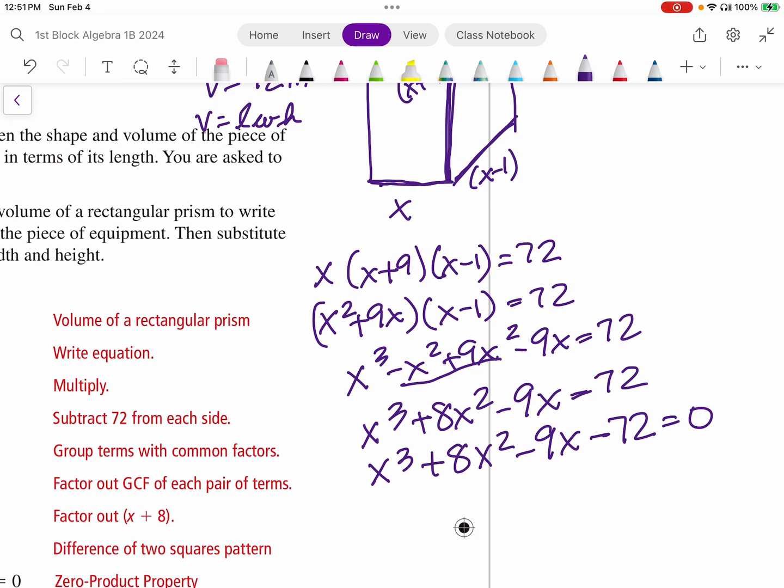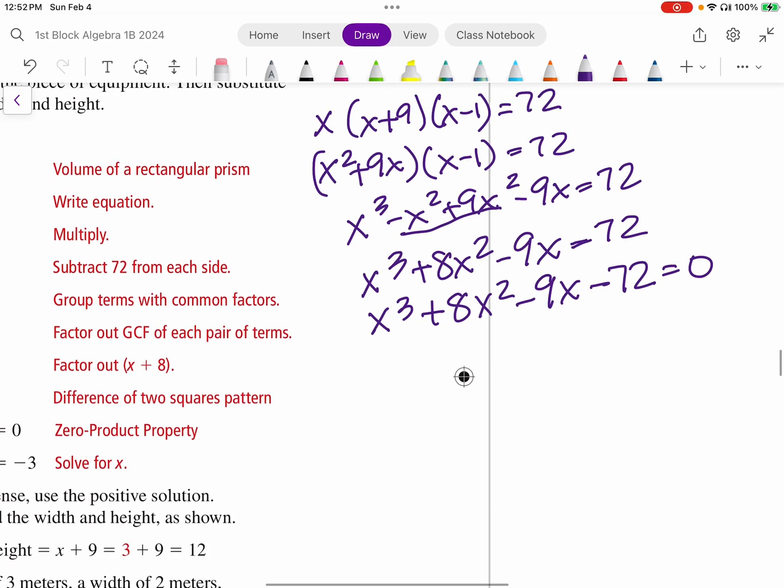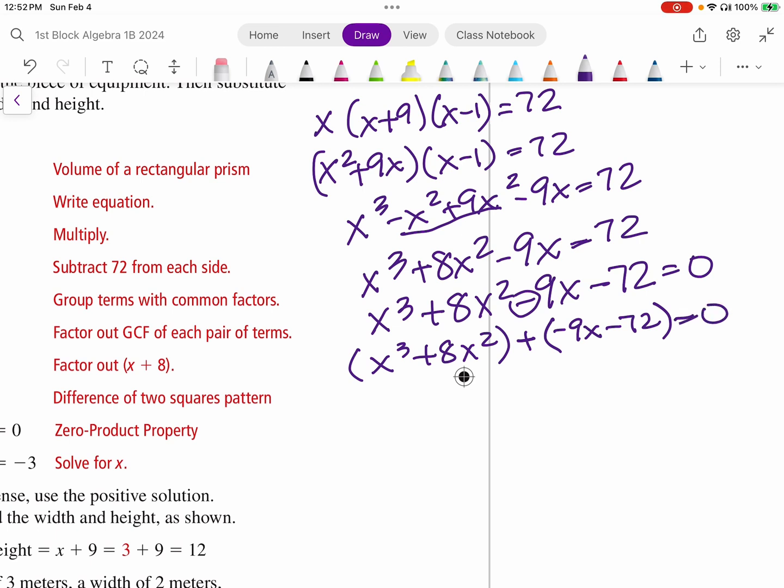Nice. How many terms do you have? 4 terms. How are we going to factor? Factor by grouping. Is it in standard form? x to the third, x to the second, x, constant. It is. So we have x to the third plus 8x squared. Ooh, a minus sign. Yikes. Let's change it to plus and see what happens. So this is going to be plus a negative 9x and a negative 72. We'll see. Equals 0.